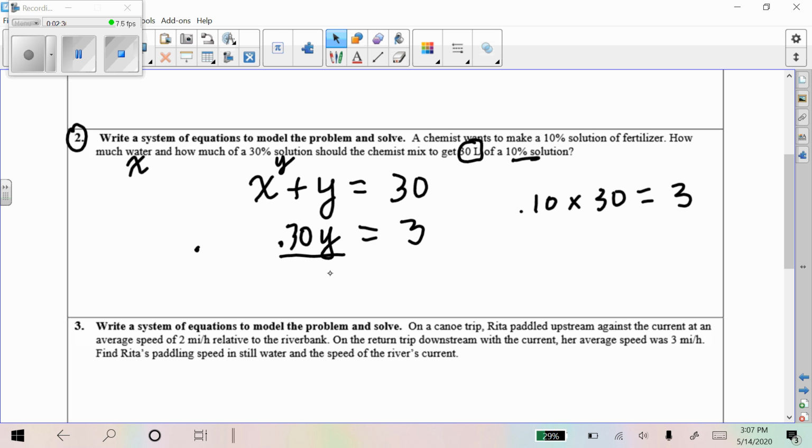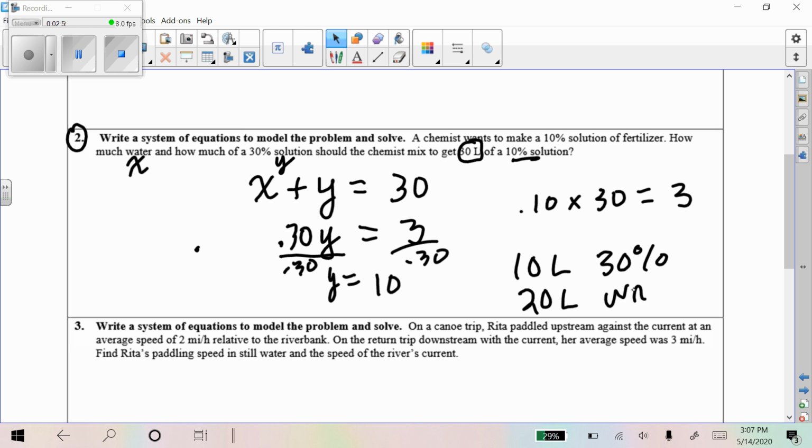So let's go ahead and solve that for Y. So Y equals, divide both sides by 0.30, and we get 10 for that. So we get, if we do 10 liters of that 30% solution, and then 20 liters of water, we'll be good, because we'll have 30 liters total, and 30% of 10 is 3, and 3 out of 30 is 10%. All right, I'm going to do one more problem with you.